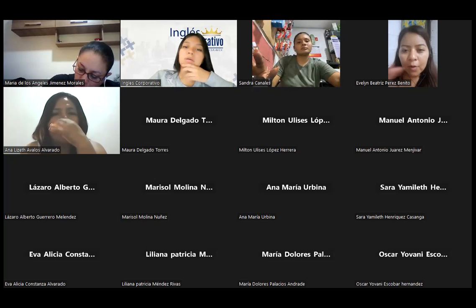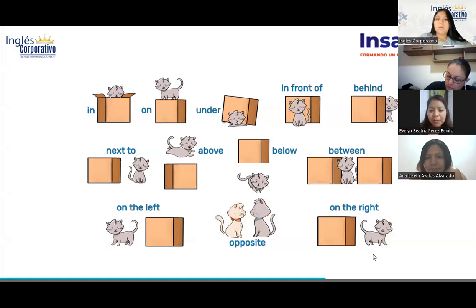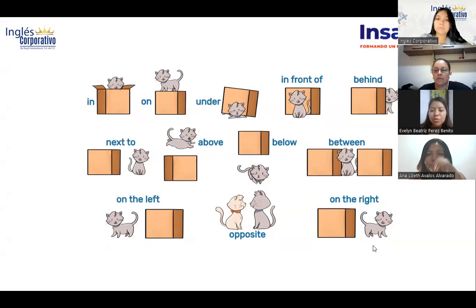Teacher, con above, esa preposición también se puede utilizar con algún tipo de ave o algo así, como que no está tocando la superficie. Yes. ¿Qué otro ejemplo podría ser con above? The bird, el pájaro. The bird is above the tree. Okay, porque ellos vuelan, entonces vuelan sobre el árbol. Correct. Above. Okay. Another question.